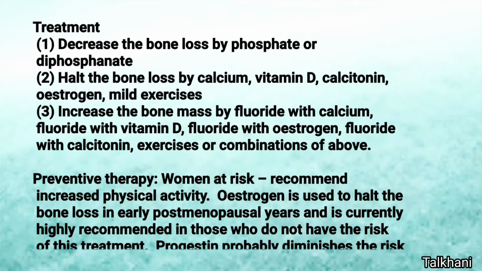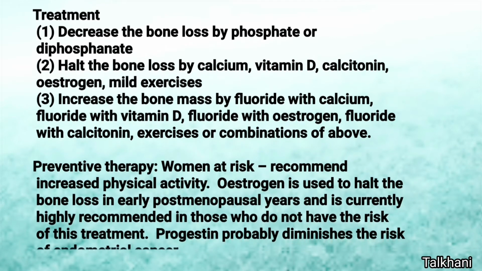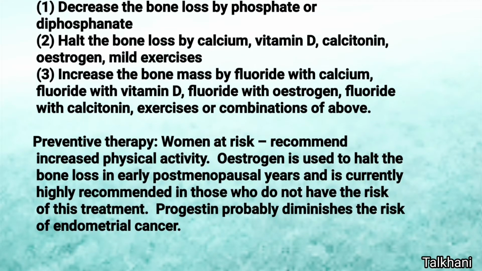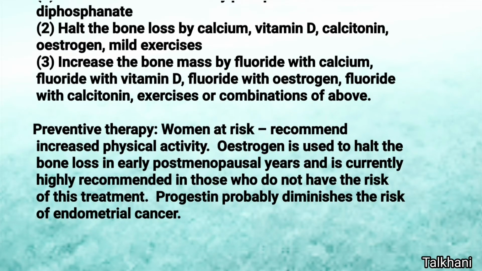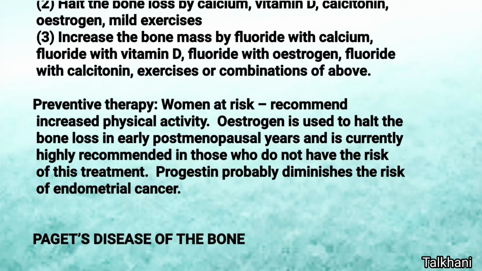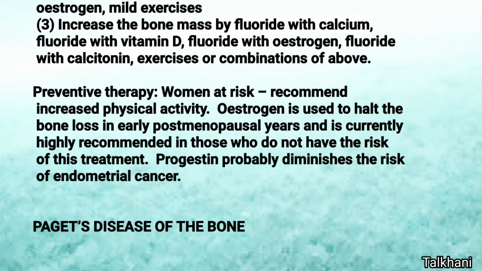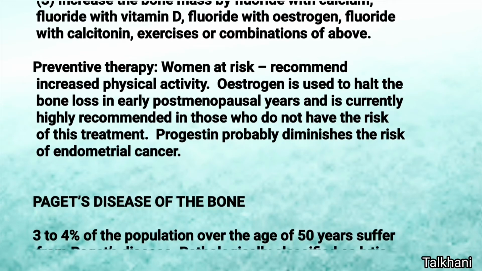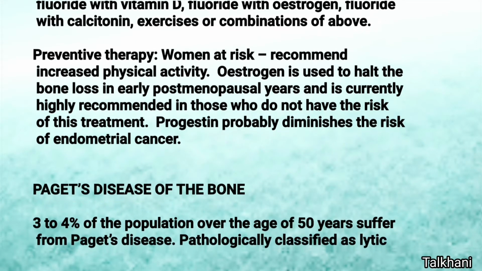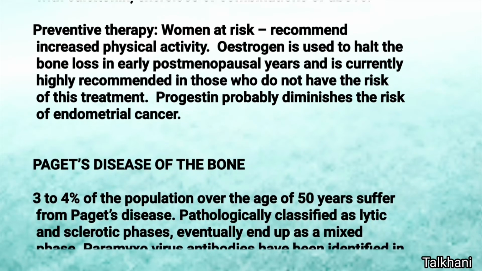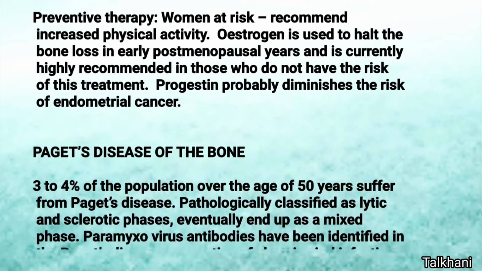3 to 4% of the population over the age of 40 years suffer from Paget's disease. Pathologically it is classified into lytic and sclerotic phases, eventually ending up as a mixed phase. Paramyxovirus antibodies have been identified in Paget's disease, suggestive of chronic viral infection. Clinical manifestations and complications of Paget's disease can be remembered with the mnemonic ABCD PM square.